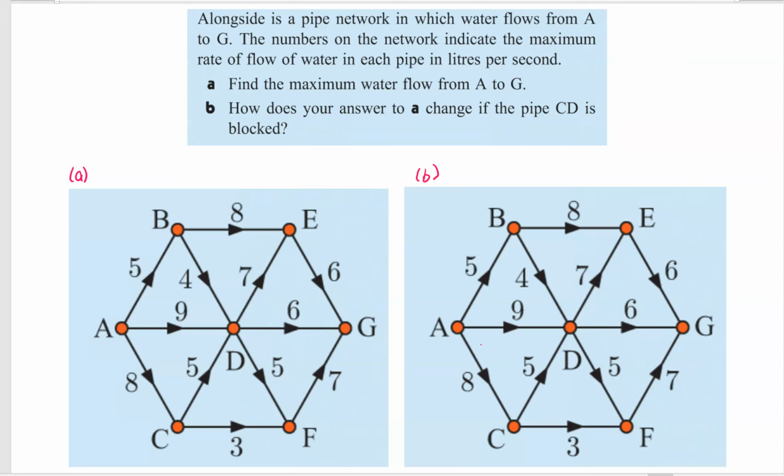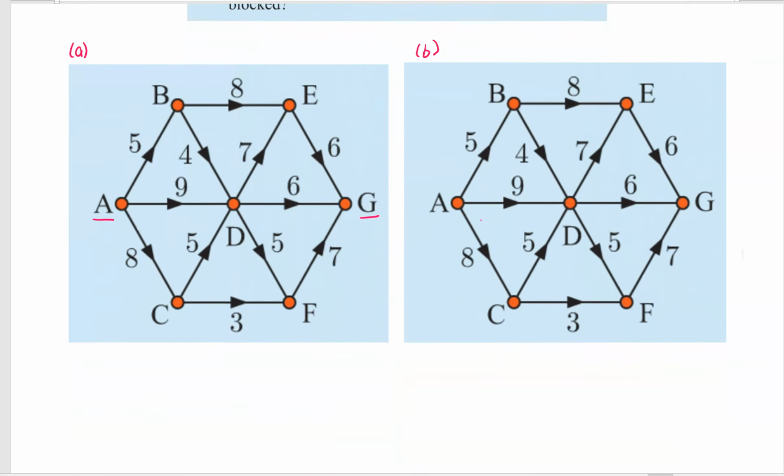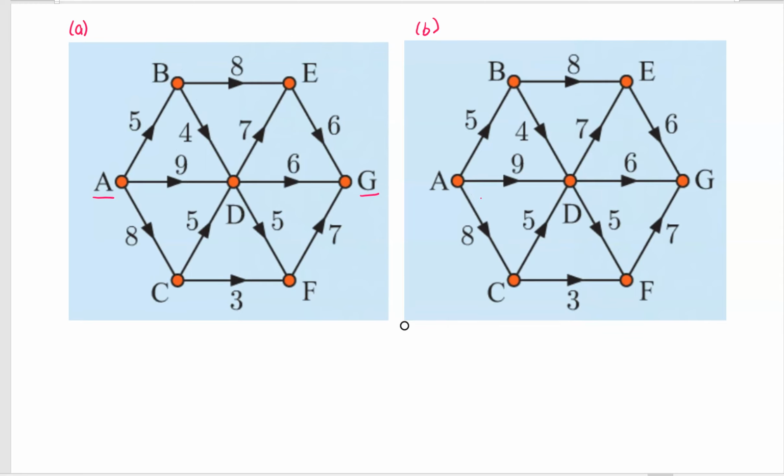Okay, this one alongside is the pipe network, and this time we want to look at the maximum flow going from A to G. So no restrictions for part A. I always like to start at the top, and I like to go that way first.